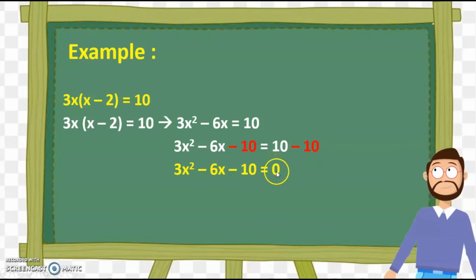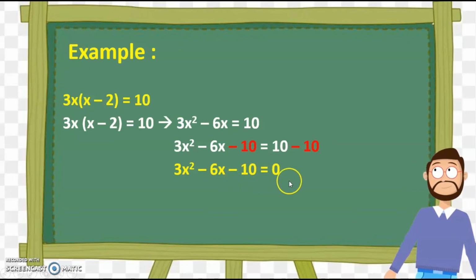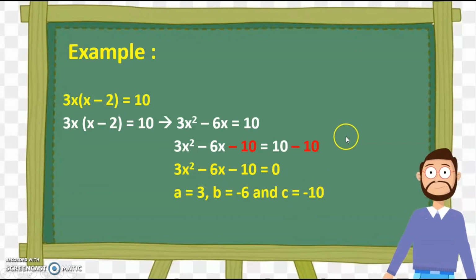that is equal to 0. If you look at the equation now, it is a quadratic equation in standard form because it is already arranged from quadratic term, linear term, and constant term. Since this is already arranged in standard form, you can now identify the values of your a, b, and c. The value of your a is equal to 3, that is beside x squared. B is negative 6, that is beside x. And your c is equal to negative 10.